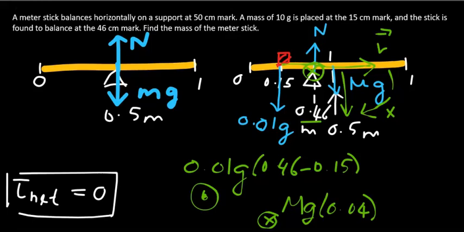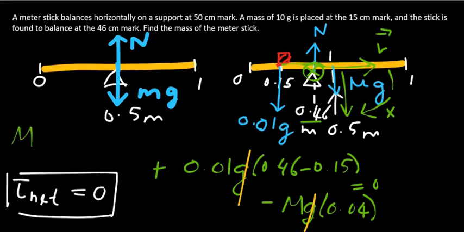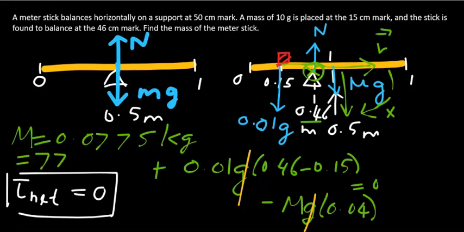If direction out of the board is taken to be positive, the direction into the board must be taken to be negative. So when you sum these two terms, you should get 0. G goes away, and the only unknown is the mass of the meter stick, which you can solve. When you do the calculation, you get the mass of the meter stick to be 0.0775 kg, or quite simply 77.5 grams. And that is the answer.